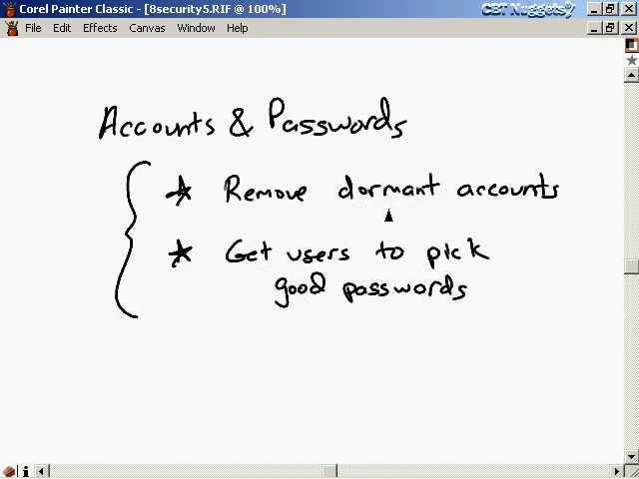This is a way in for people, the dormant accounts, because if somebody cracked into a dormant account and changed the password so they could repeatedly get onto the system, the person that owns the account would never even know because they don't ever log in, so they wouldn't even know that their password's been changed.